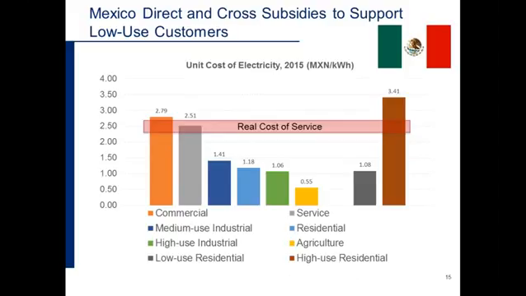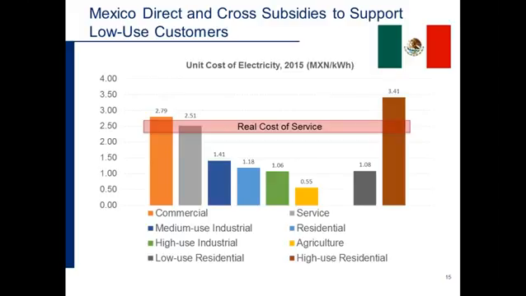Now, just to give you a real-life example, in this slide we have pictured the average retail rates for electricity across customer classes in Mexico in 2015. In Mexico, they employ a scheme that primarily relies on central government subsidies for certain customer classes, but also a cross-subsidy between high-income residential customers and more lower-use residential customers.